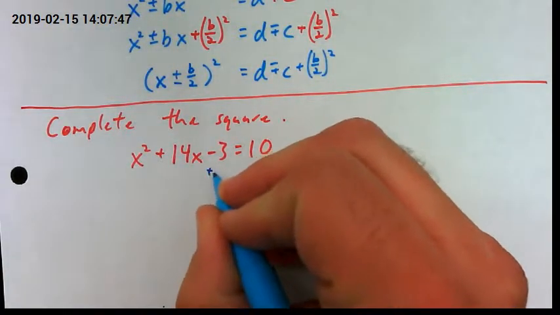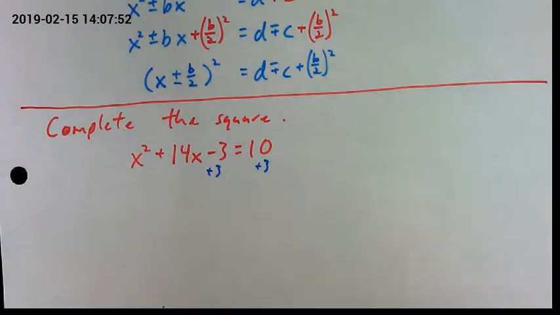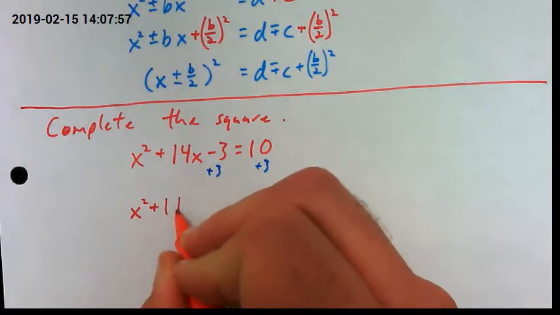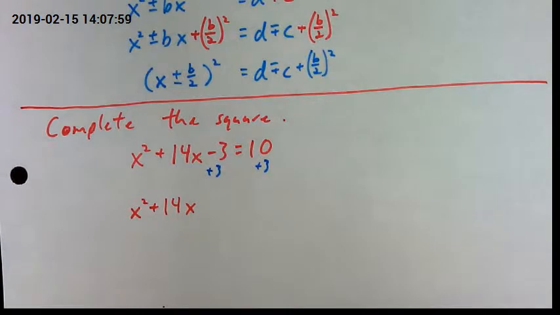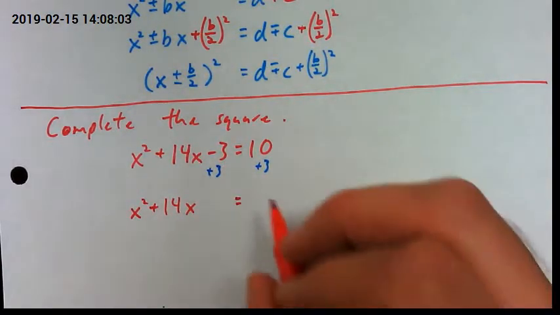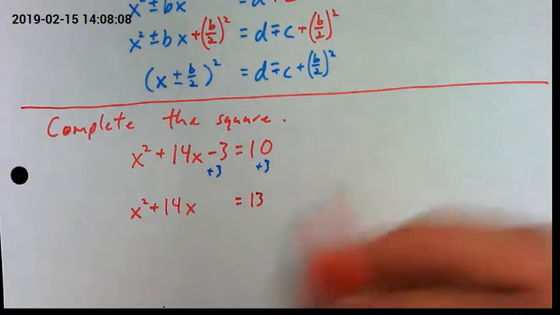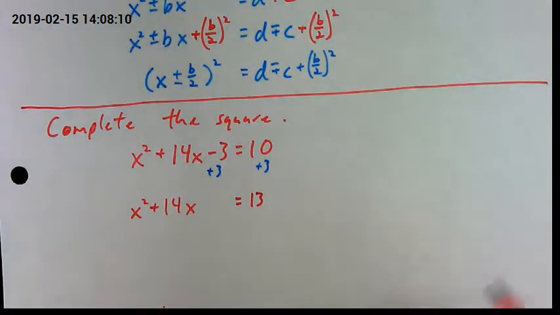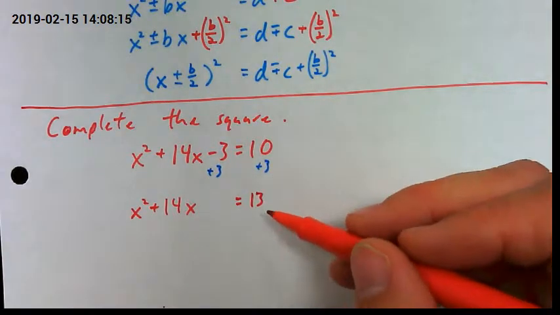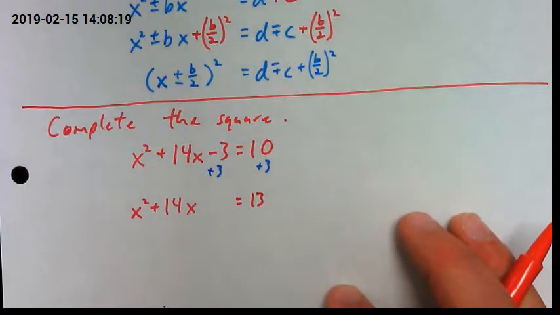I'm going to show my work this time. I'm bringing 3 over to the other side, adding it over. Now I can rewrite this: x squared plus 14x. Now I'm going to leave a gap on purpose, because we're going to have another number in a few minutes. And then 10 plus 3 is 13. This side, we're just going to be able to keep simplifying. I know up here it looks crazy, but we're just going to keep adding or subtracting, and it's not bad.